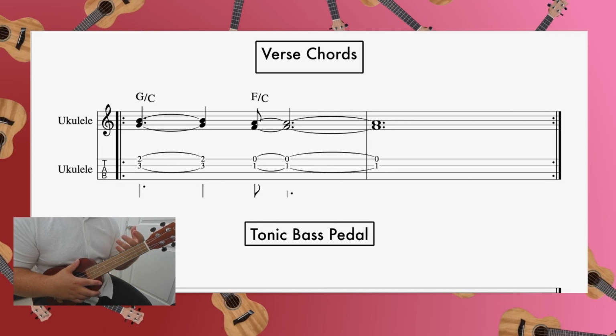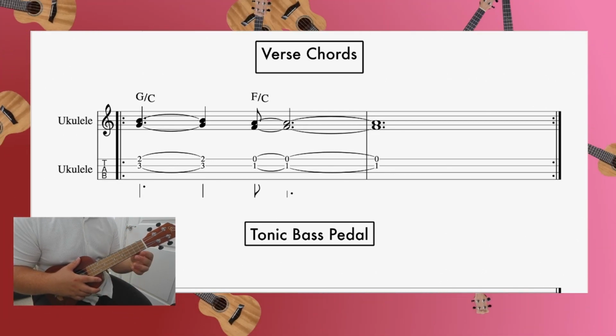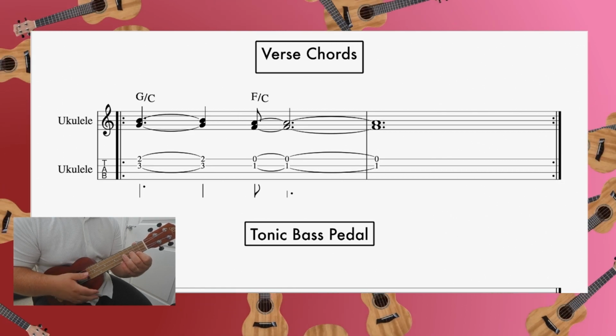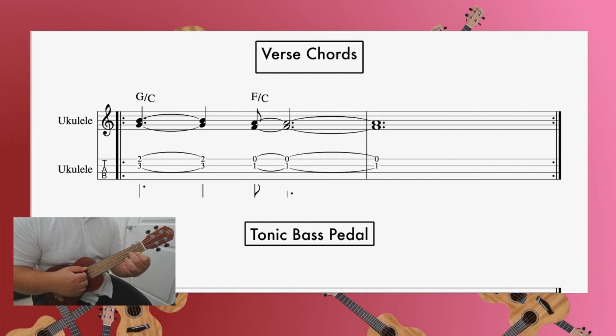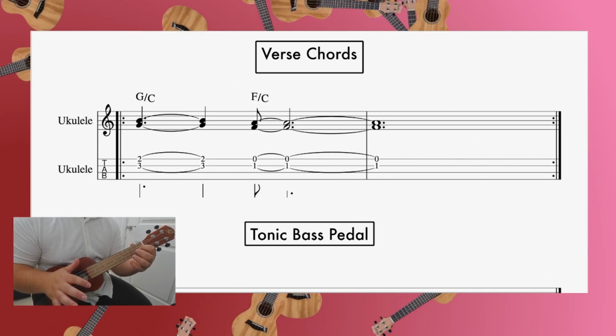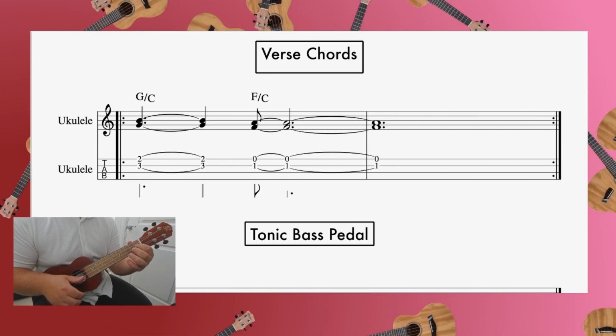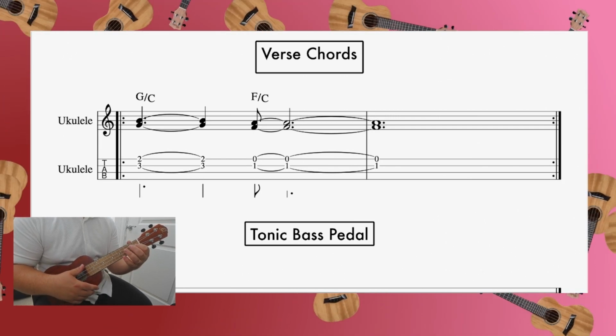And for the rhythm, it helps to count 1 and 2 and 3 and 4 and to get the shuffle feel of a 12/8 rhythm. So here we go. 1 and 2 and 3 and 4 and, 1 and 2 and 3 and 4 and. So now I'm going to talk you through the tonic bass pedal that happens alongside those chords we've just looked at for the verse part.